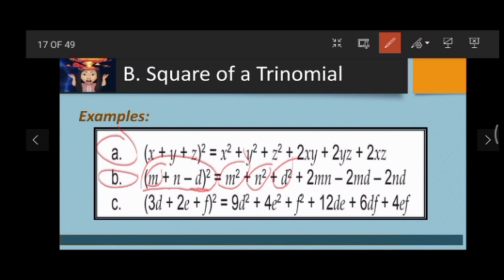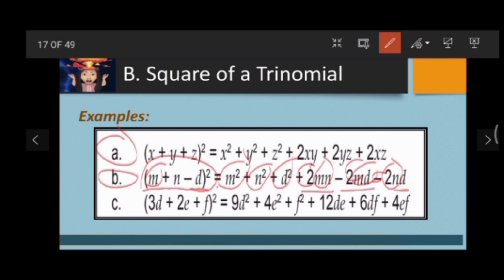So we need to find the product of the first and the second term and multiply it by 2, which is 2mn. So again, we need to find the product of the first term and the last term, which is negative md, multiply again by 2, so we will have negative 2md. And lastly, we need to find the product of the second term and the last term, which is negative nd, but we need to multiply it by 2, so we have negative 2nd.